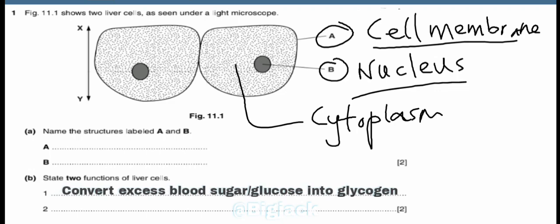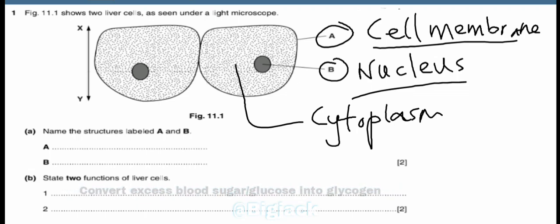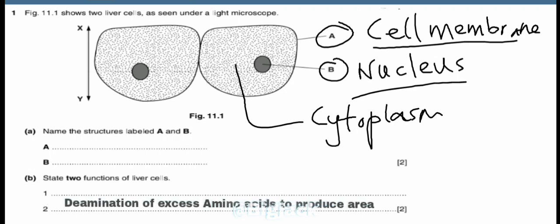That's the first answer. Then the next one: when in your body you have excess amino acids, those amino acids are going to undergo what we call deamination. In this process of deamination, you are going to find that urea is produced. So we can see that urea is made in the liver, not in the kidney. So to answer this one, we are going to say deamination of excess amino acids to produce urea.